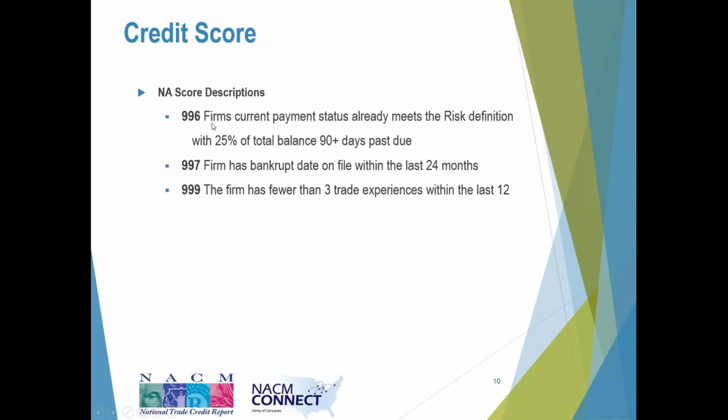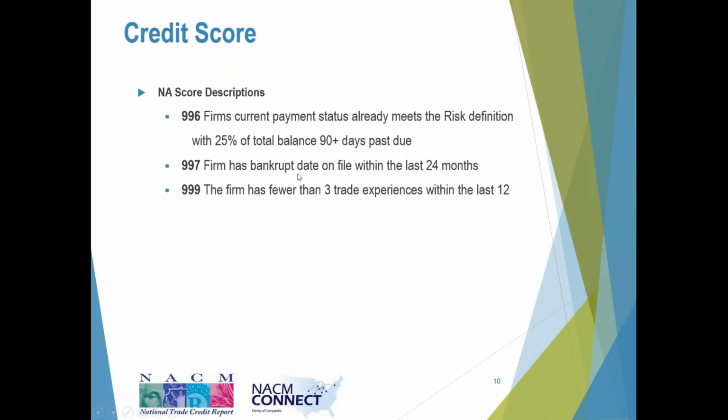There's a 996. That means the payments, they're already in a situation that they're beyond predicting on whether they're going to be in 25% of the balances that are going to be 90 days plus, because they're already there. So in other words, they're beyond the extreme risk because they already have 25% of their balances beyond 90 days.